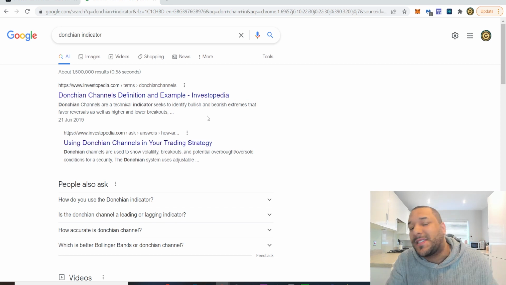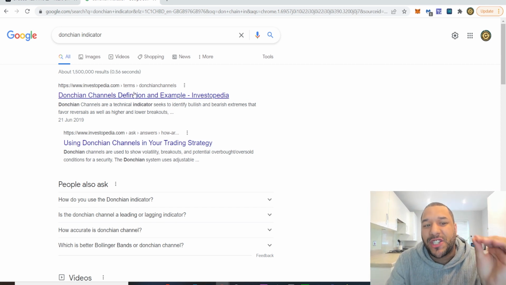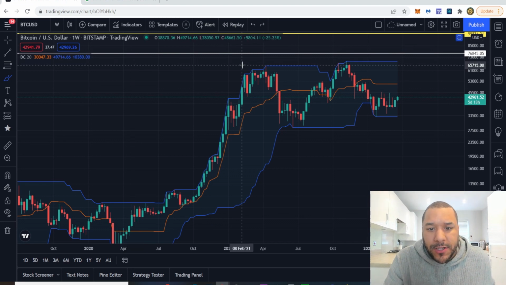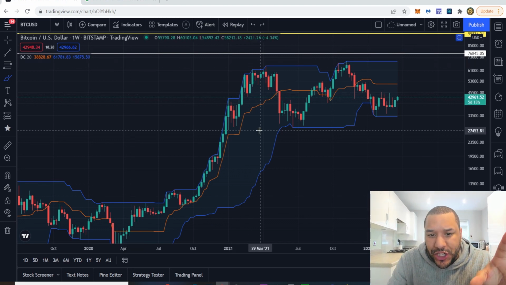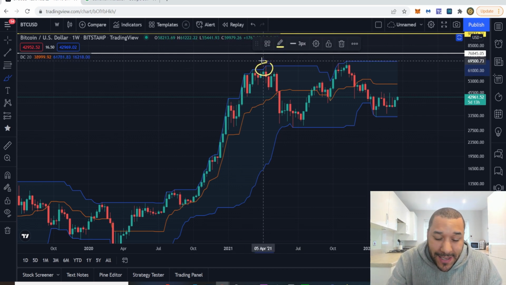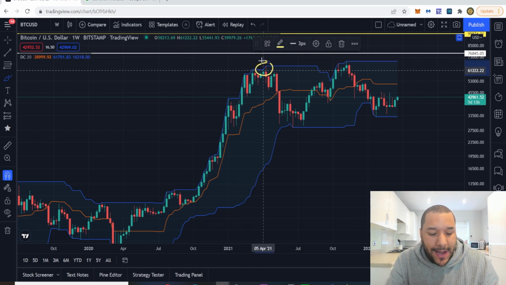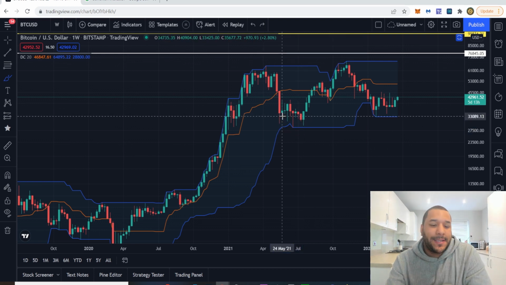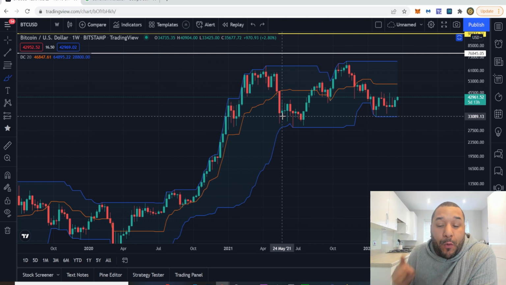is a technical indicator that seeks to identify bullish and bearish trend reversals, extreme trend reversals. What do I mean? You can see clearly in this chart exactly when we've had tops or highs of prices, and you can see exactly where prices have fallen down to. I'm going to break this down with you and make you understand why it's powerful, why we should be watching it.